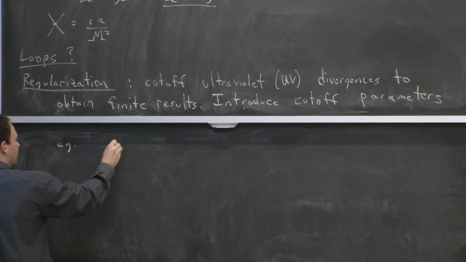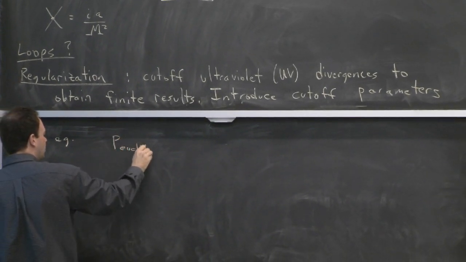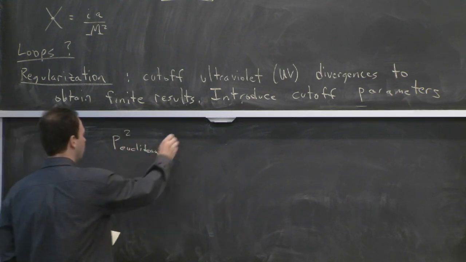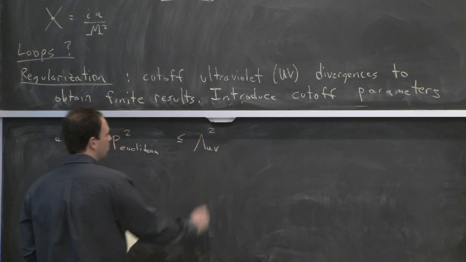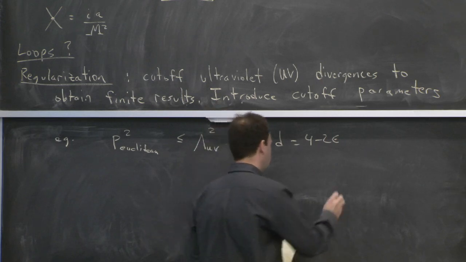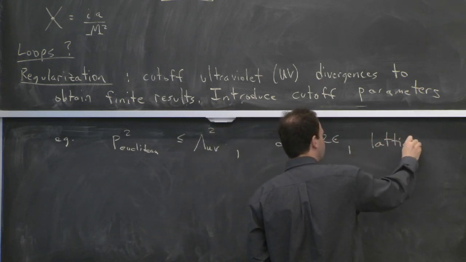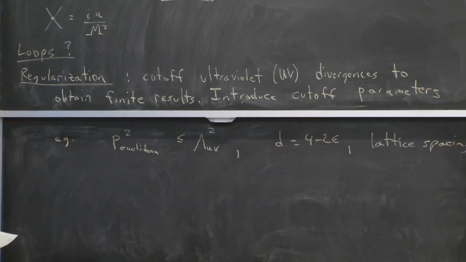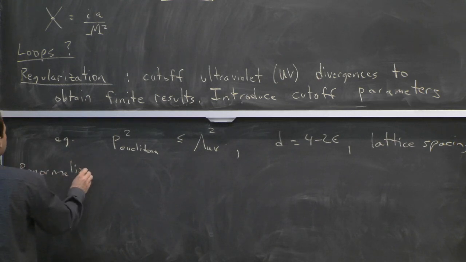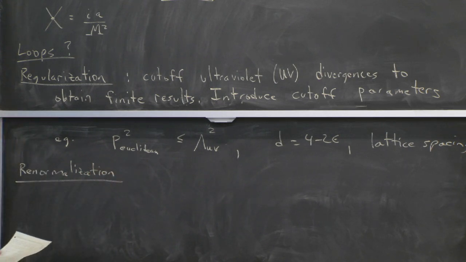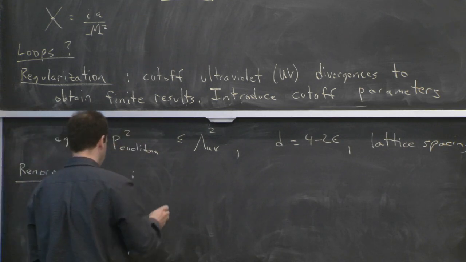So examples would be taking the Minkowski momentum, continuing it to be Euclidean, and then just putting a hard cutoff on it. That's one example. Or you could use dim reg. That's another example. Or you could use a lattice spacing. That's another example. So these are all examples of how you might cut off the theory to remove ultraviolet divergences. And then there's a second step, renormalization, distinct from regularization.